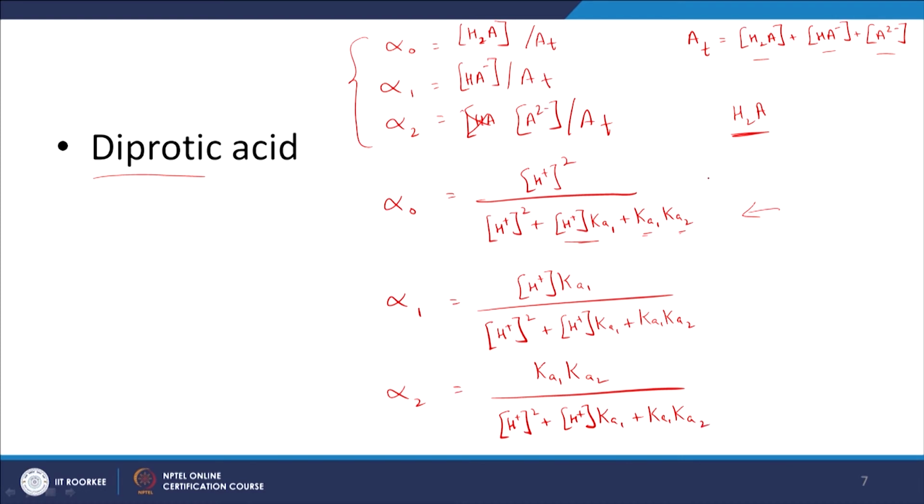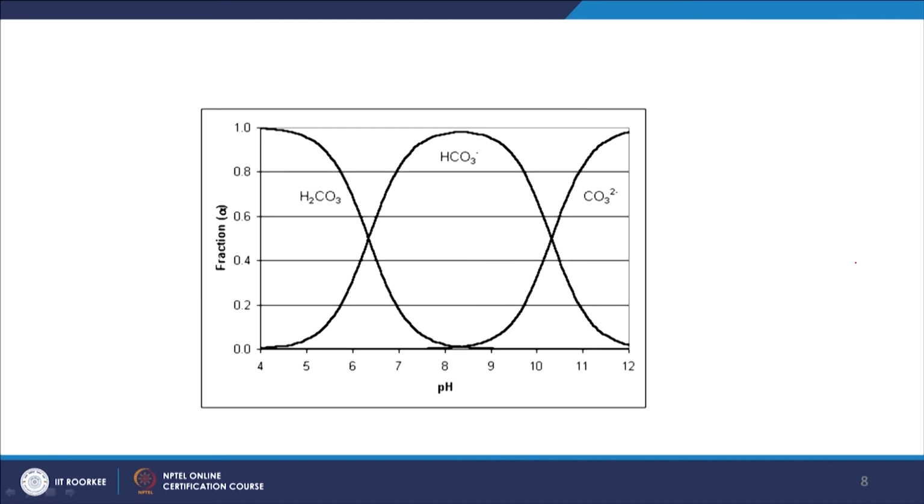So, these are the 3 ionization fractions that we have, and an example of a diprotic acid is H2CO3, carbonic acid, which is widely present in nature, and we will see why later on. I believe here I have the ionization fractions for that, and I believe the pKa values are going to be 6.3 and 10.3.